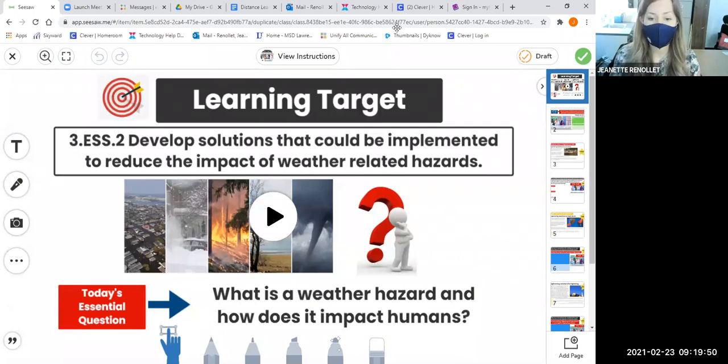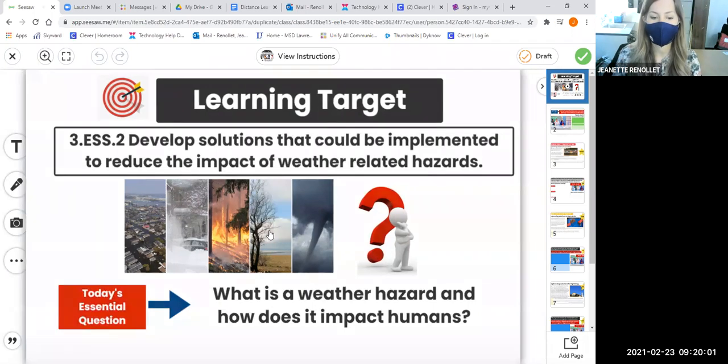Here is our learning target for today. We're going to listen to our learning target. Students are focusing their eyes, ears, and brain, thinking about what we're going to be learning today.